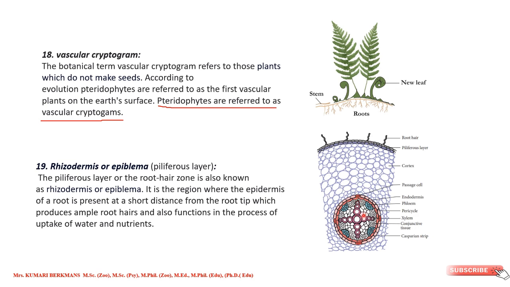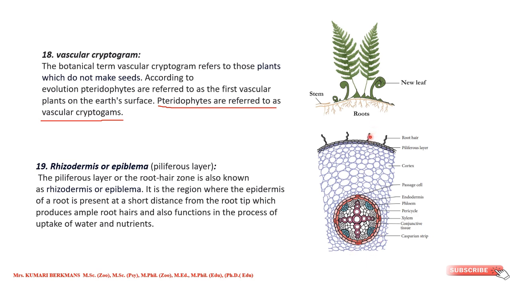This is the endodermis. This is the phloem, and this is the pericycle. What we see inside is the pericycle, and these are xylem vessels. This is a big xylem vessel, and these are xylem vessels. And these are the conjunctive tissues, and this is the Casparian strip. So this is the structure of the root.